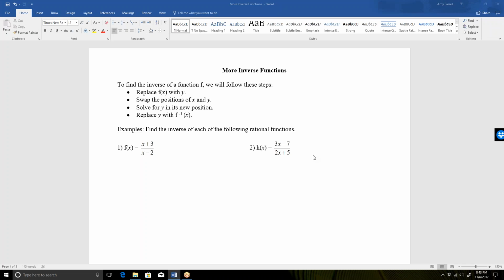This video is also about inverse functions, but in this video we're going to look at rational functions, which was not in the first video, and we're also going to look at domain and range.